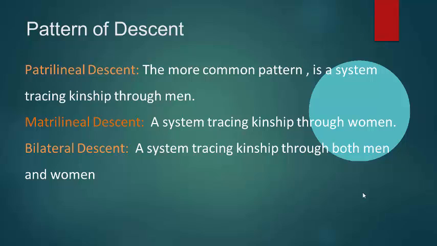Bilateral descent is a system tracing kinship through both men and women. In industrial societies, societies in the industrial phase, they give value to both genders. And in the industrial society where there is more gender equality, it recognizes bilateral descent, a system tracing kinship through both men and women. In this pattern, children recognize people on both the father's side and the mother's side as relatives. They have equal importance for both descents.